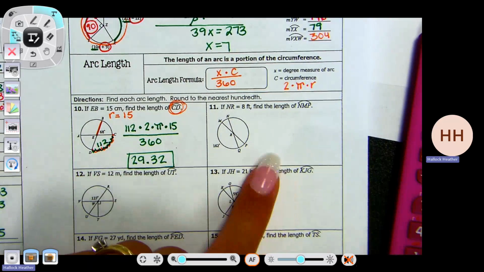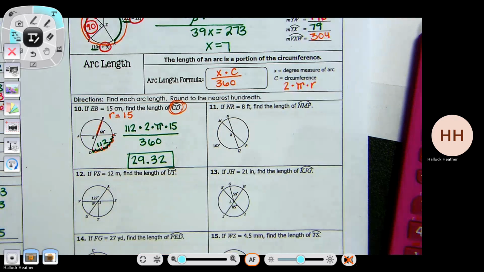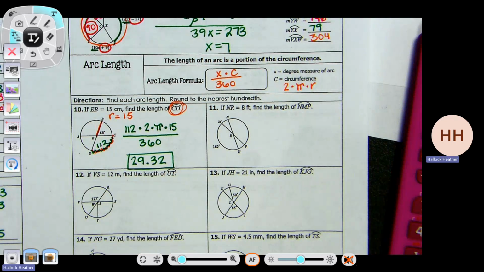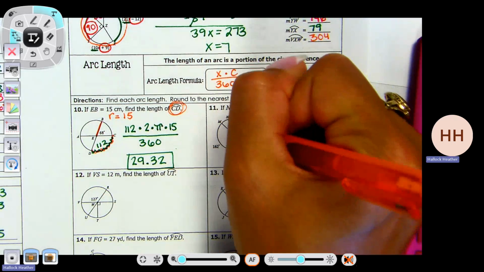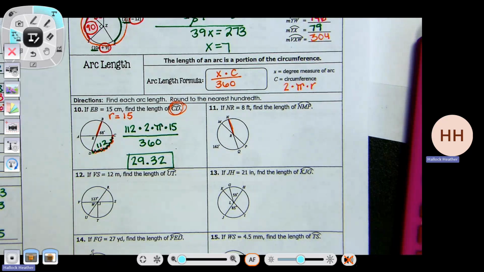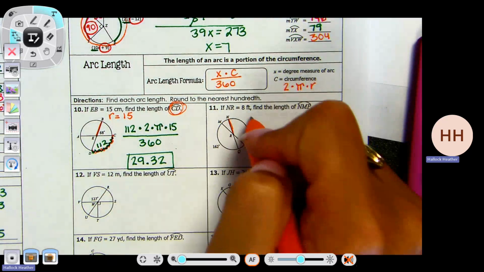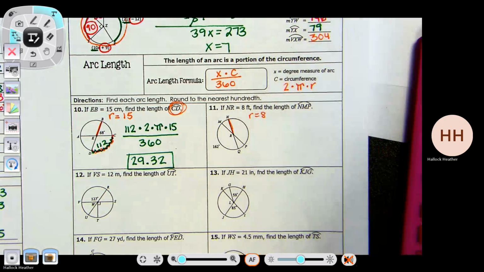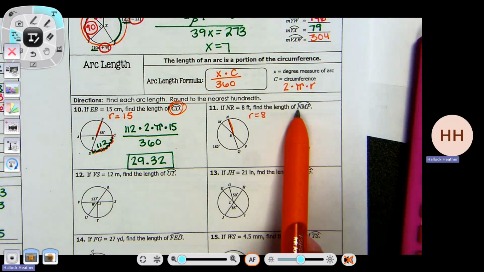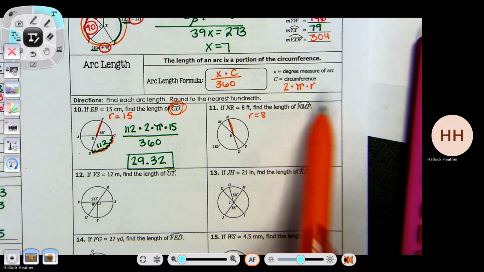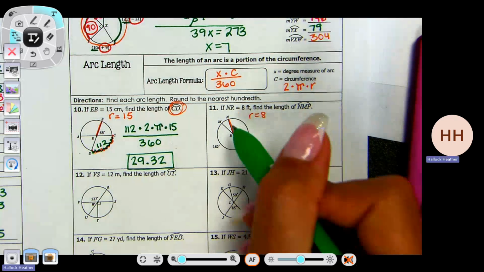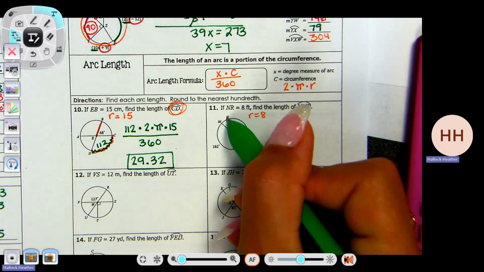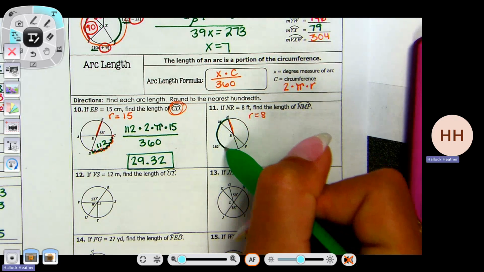So number 11, last one we're going to do. N to R is 8. So that's my radius. Sometimes they will give you the diameter. If you're given the diameter, you do have to cut it in half. This one, I have my radius, so R is 8. I need to find the length of NMP. So if I start at N, I go to M, I end at P.